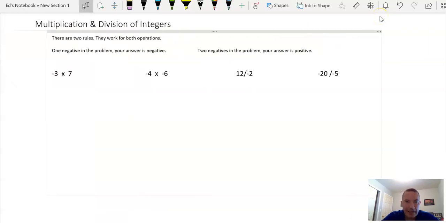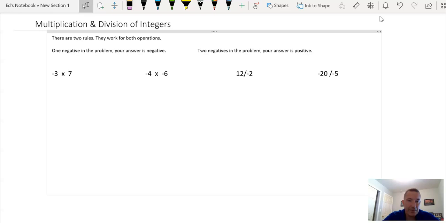Alright, today we're going to look at multiplication and division of integers. There's two rules. The nice thing is that both rules work for multiplication and division. So, we'll look at multiplication first. And once you understand that, it'll be real easy to understand division because they're the same rules.